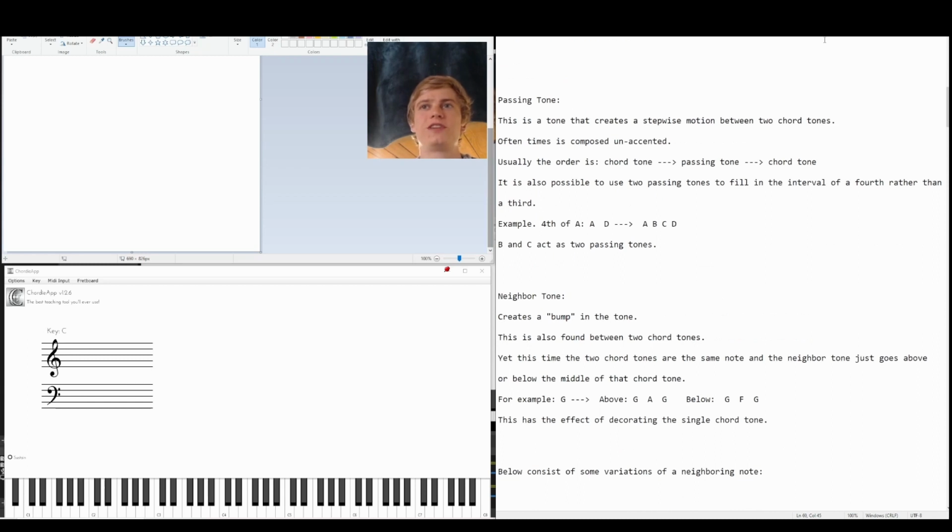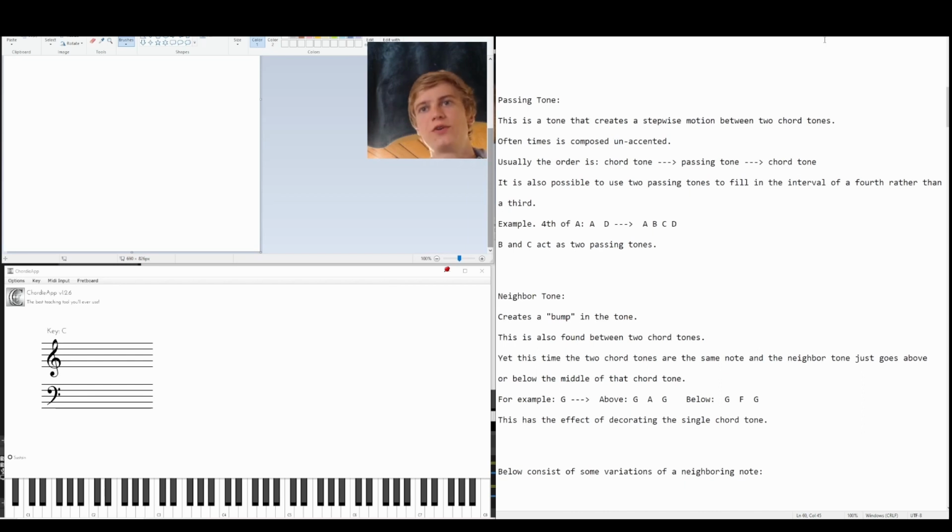Okay, so the first embellishing tone is known as a passing tone. This is a tone that creates a stepwise motion between two chord tones. Oftentimes it is composed unaccented. Usually the order is chord tone, passing tone, chord tone. It is also possible to use two passing tones to fill the interval of a 4th rather than a 3rd.